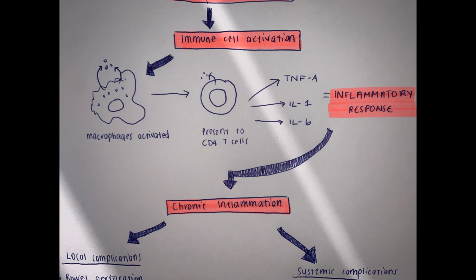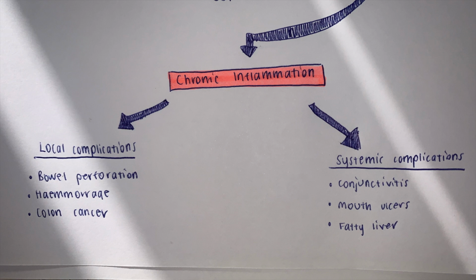The overexpression of inflammatory proteins such as interleukins and cytokines in the colon creates an elevated immune response and overproduction of inflammatory proteins, resulting in chronic inflammation. This may create local complications such as bowel perforation, hemorrhage, and colon cancer, and further systemic complications may result such as conjunctivitis, mouth ulcers, and fatty liver.